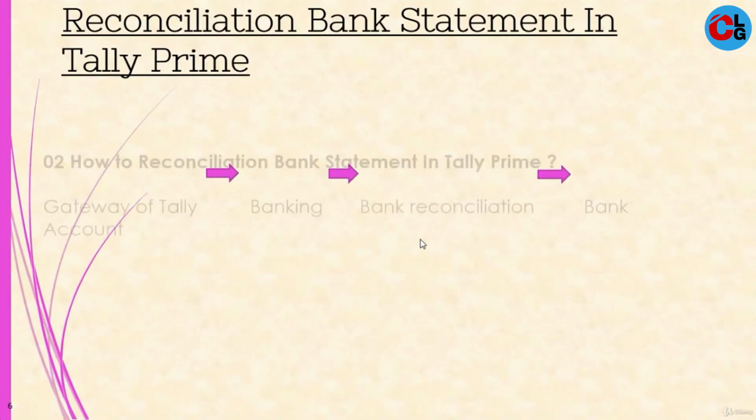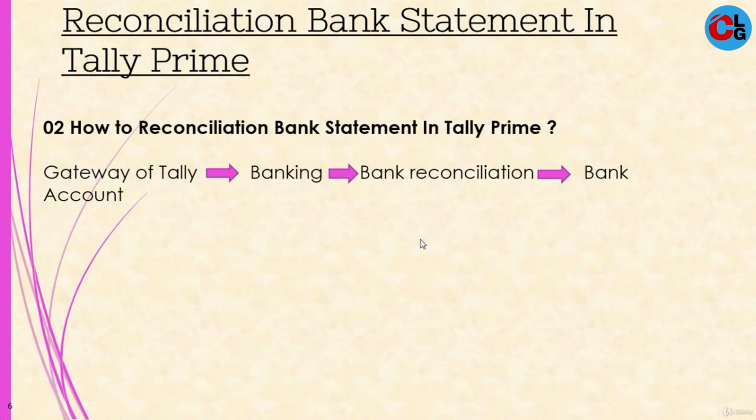If you look at Tally Prime, there is an option for bank reconciliation. If you want to do the bank reconciliation, we have to go to the Gateway of Tally, then click Banking under Utilities. Then there is the option Bank Reconciliation. If we click it, we should select the bank account which is going to be reconciled. Then you can reconcile the bank statement.